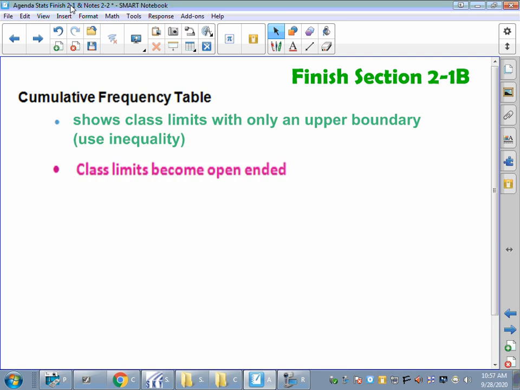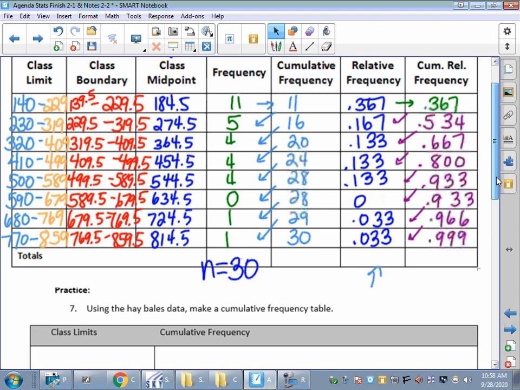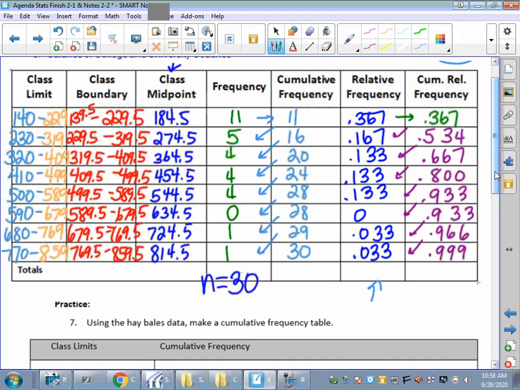So I pulled out the example that we had done last week. I don't think I did the hay bales example. We can just put our stuff in the table that I gave you. So I used the salaries example. Here's all our salary stuff. I want to make a cumulative frequency table, so I'm going to block all this out.